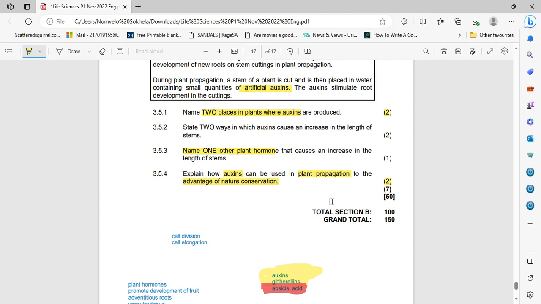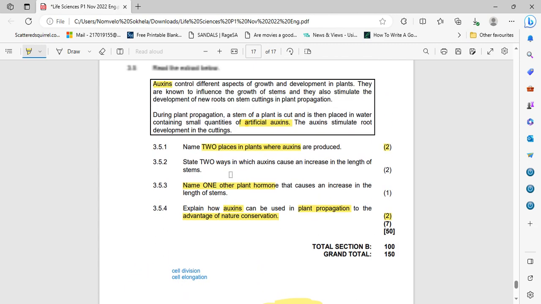Okay? So if we are doing that, what are we able to do? It means we are able to save certain plants from facing extinction. How is that? We are able to just cut their stem and store their stem, and that stem can be used to grow that plant. So we are saving certain plants from being extinct. We are also increasing plant growth because all it takes is just to have a stem and artificial auxins, and then you have a whole new plant.